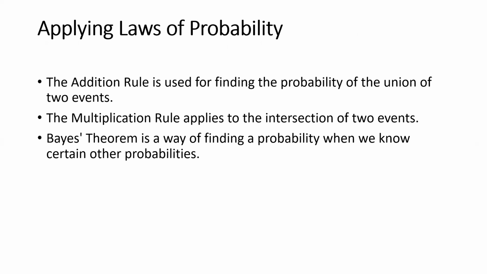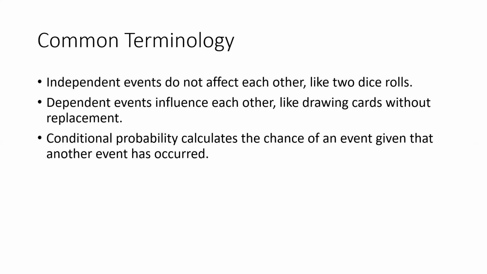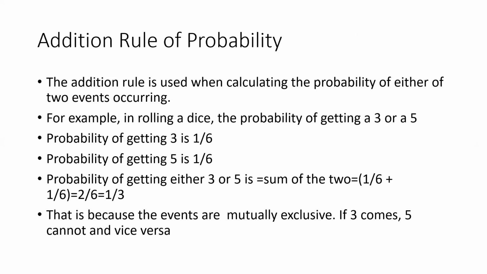Now come to the addition rule of probability. The addition rule is used for finding the probability of the union of two events. Multiplication is the intersection. Bayes theorem we'll explain in another chapter, another video. Now, the addition rule is used when calculating the probability of either of the two happening.